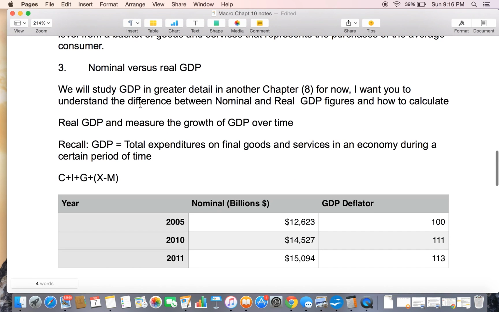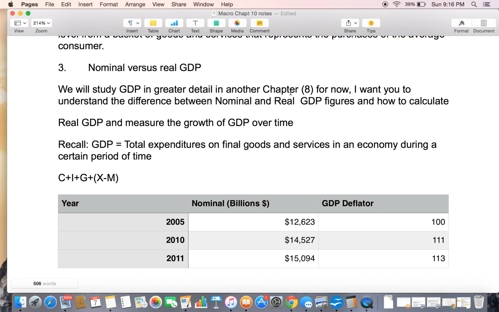So that kind of brings us to the idea of nominal versus real GDP. Now in chapter 8, we're going to talk about GDP in much greater detail, but I do want you to be able to step aside here and calculate real GDP if I give you the nominal GDP and what is called the GDP deflator. So recall, GDP is the total expenditures on final goods and services in an economy during a certain period of time.